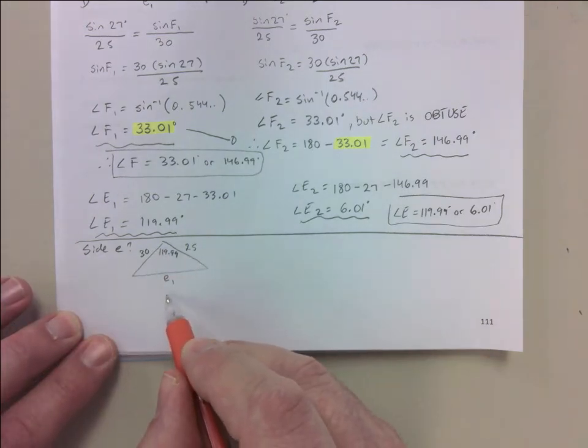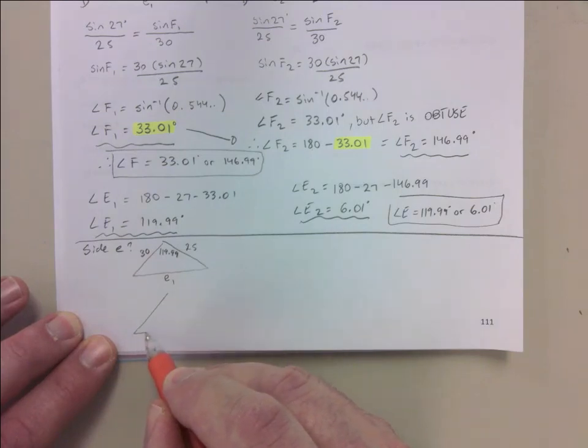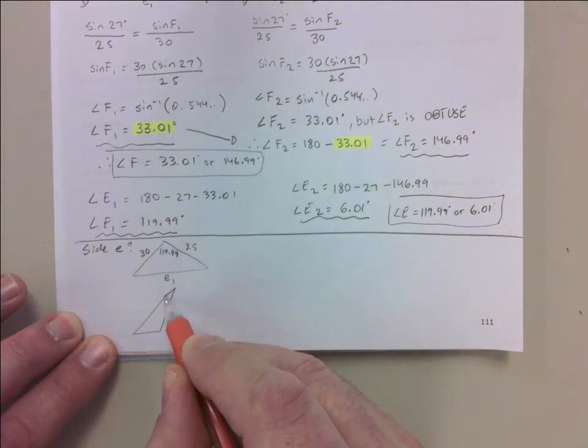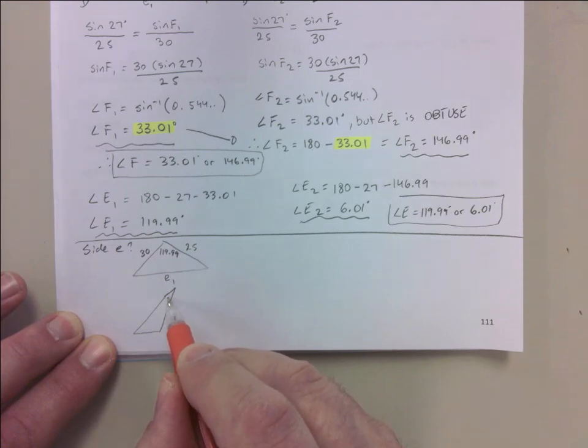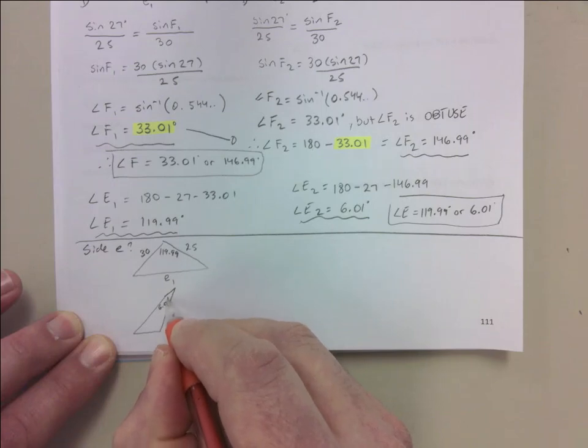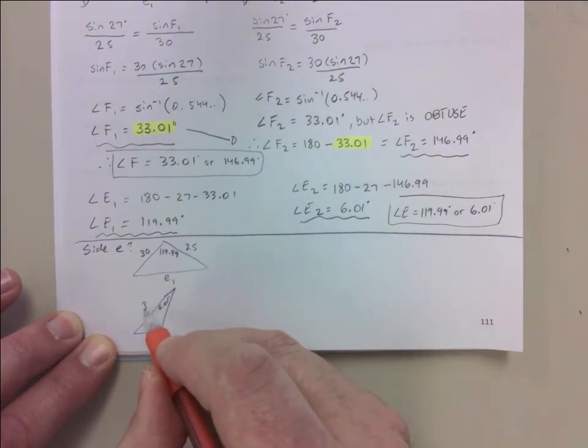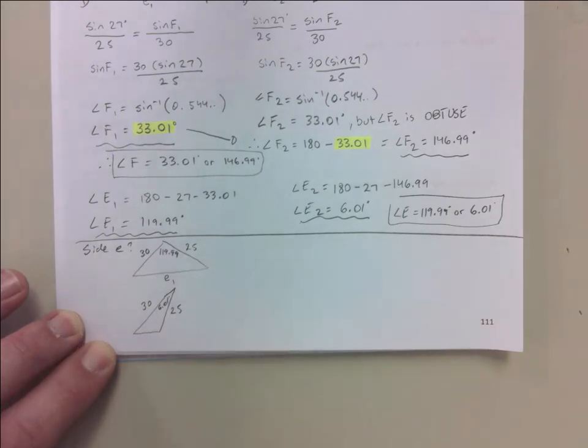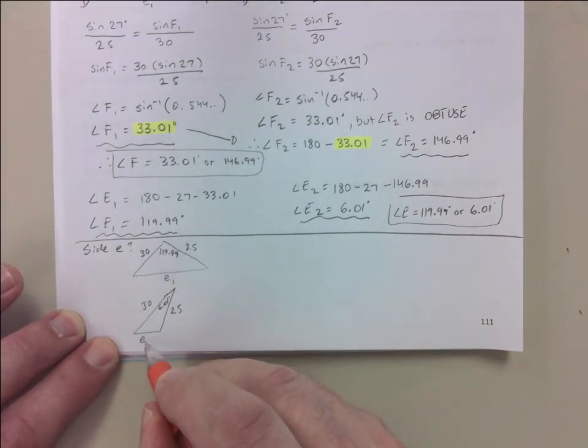What about the other one? The other one that looks like this, angle up here, I just solved for, it's 6.01. This is still 30, this is still 25, that doesn't change. That's going to give me E2.